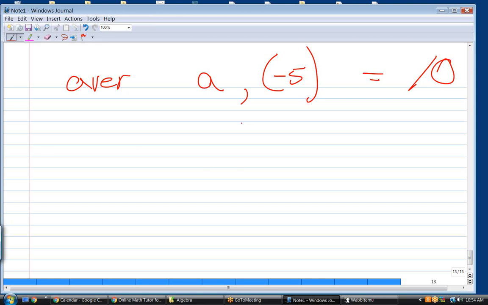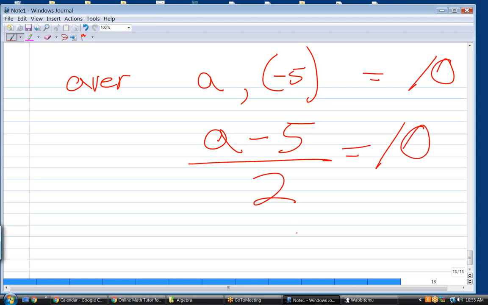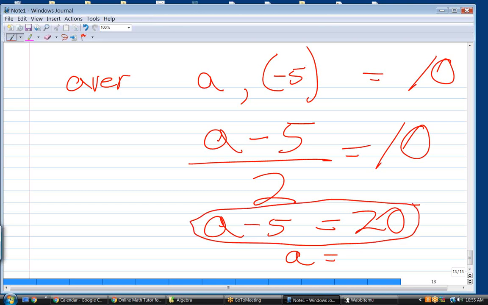So let's put it into an equation. The way we would do this, we would add these 2 numbers, which is A minus 5. Divide by 2, that has to equal 10. And then we solve that equation. So A minus 5 is equal to 20. Which means A is equal to what? You have to add 5 to both sides.